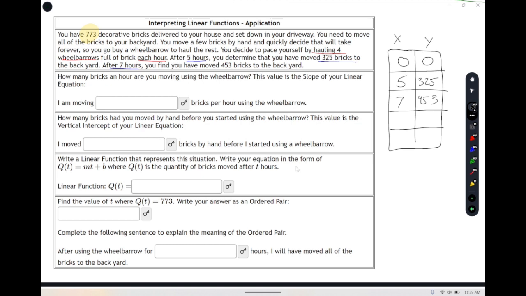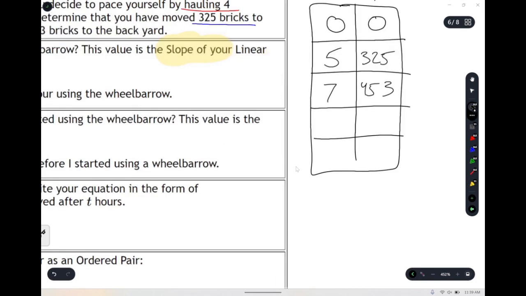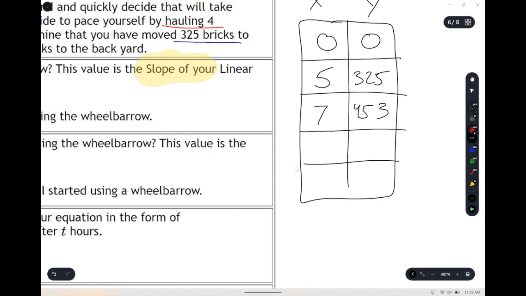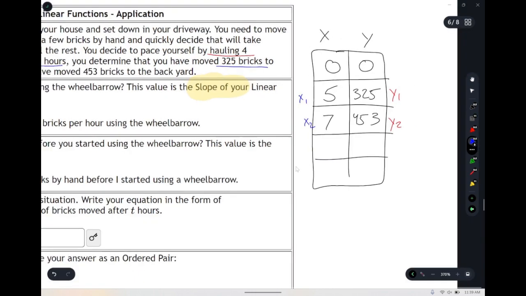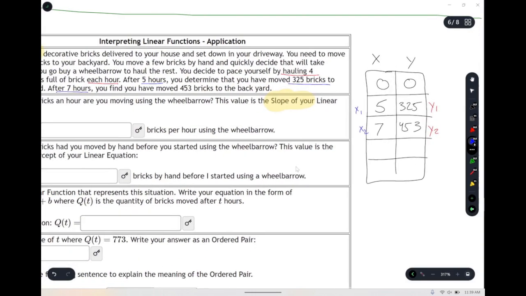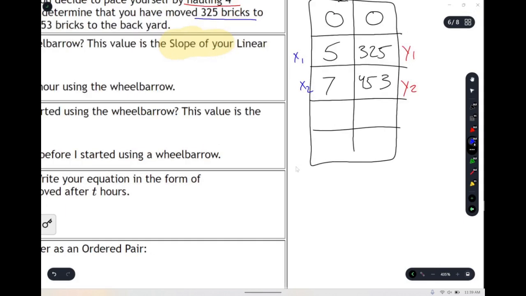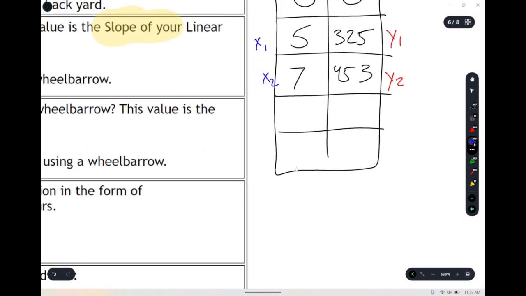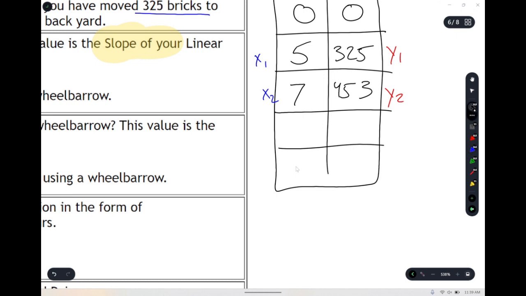How many bricks an hour are you moving? Oh, it told you this is slope. So how do you find slope if you've been given this thing right here? Y2 minus Y1 over X2 minus X1? That was the easy part. Okay, well, should we do it? Will somebody do that for me? I don't have a calculator. Do you have calculators? Or do you not? Fine, I'll do it.